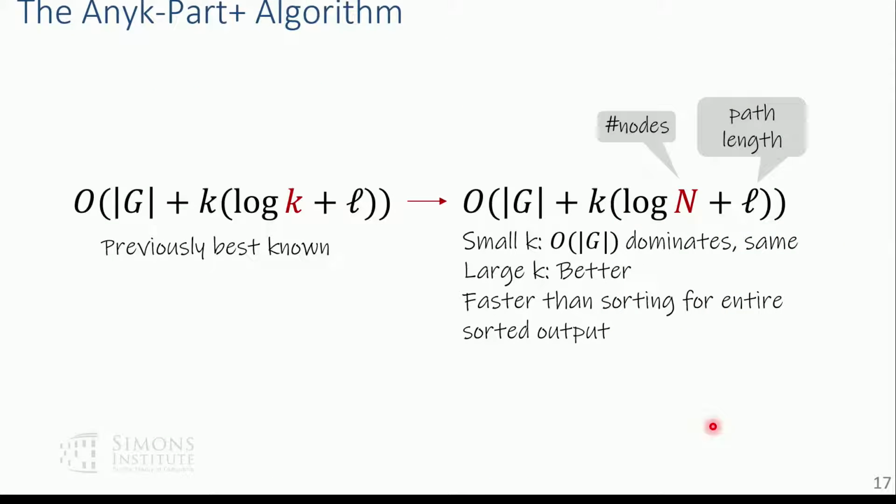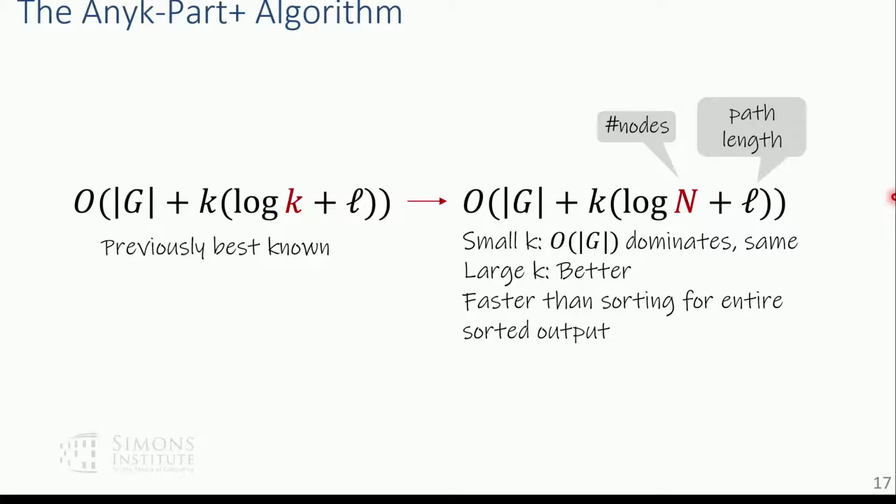This algorithm, we call it NEK part plus. On the left, we have the guarantee that I showed you before, and you can see what we improve is this logarithmic factor. Instead of log k, we have log n, where n is the number of nodes in the graph. Now, why is this better? For small values of k, these are the same, because the first term, the size of the graph, dominates. For large values of k, and k can grow a lot because you can return many, many solutions, for example, it can be n to the power of L, this expression, there we see an improvement.